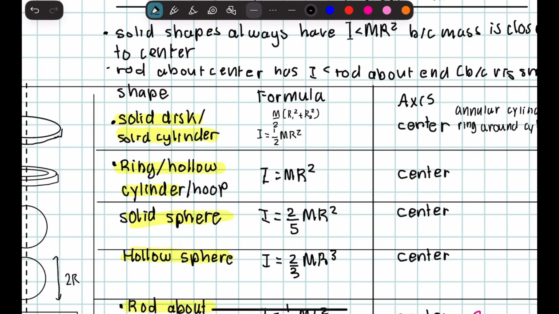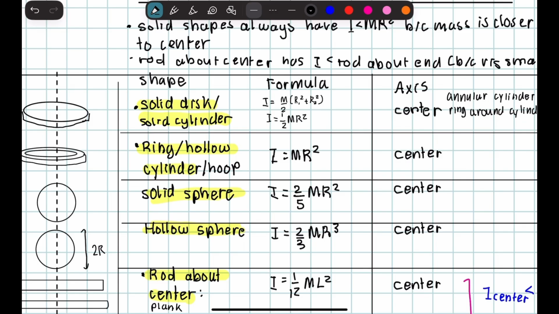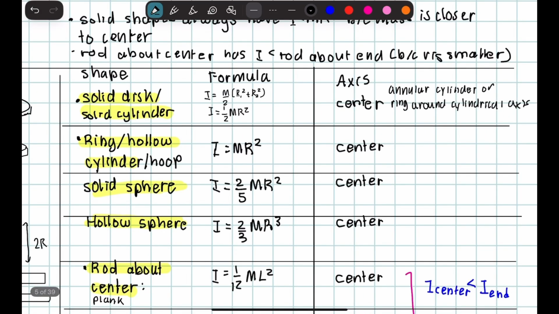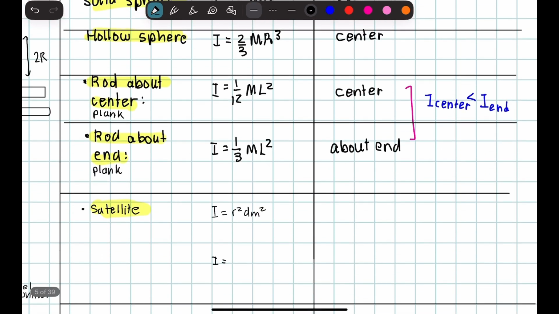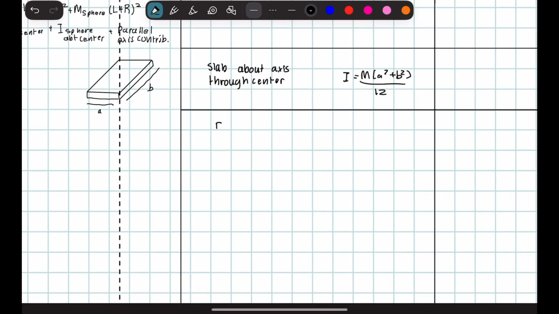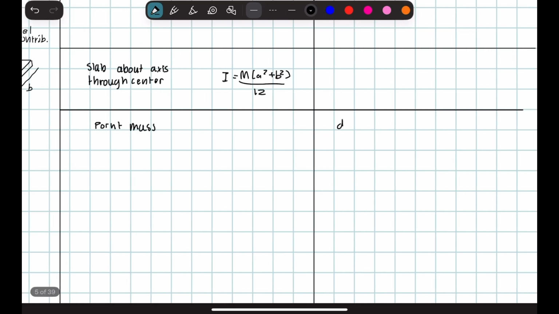The formula is I equals m divided by 2 times r1 squared plus r2 squared, or more simply, I equals 1/2 mr squared. The axis is at the center. But let's add one more. Let's start with a point mass. The distance from the axis of rotation is r, and this is basically your base case. The moment of inertia is just I equals mr squared.